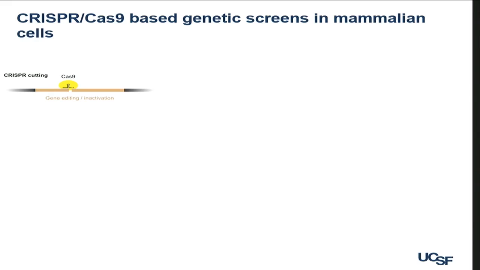And so this can actually be used as a perturbation tool for pooled genetic screens, where you rely on error-prone repair to disrupt genes and specifically indels that introduce frame shifts. And several labs have used this as a screening tool.